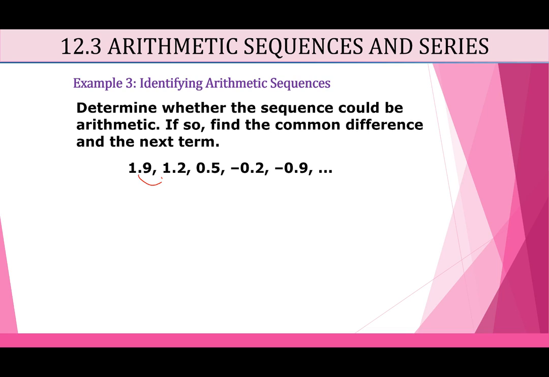This one, kind of difficult because it's decimals, but 1.9 to 1.2 is subtracting 0.7. 1.2 to 0.5 is subtracting 0.7. That's subtracting 0.7, and that is also subtracting 0.7. I wrote 0.9, I meant to write 0.7. So this is arithmetic because you're subtracting 0.7.